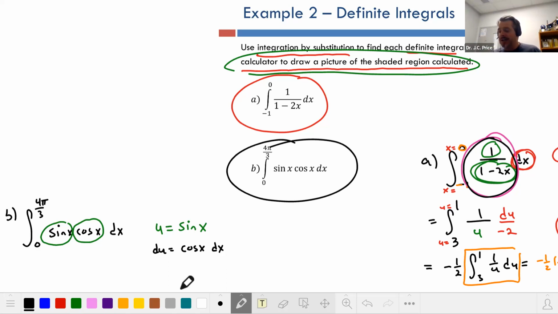And so what I usually tell you guys is if you see a function and its derivative inside the integral, then that's a key that tells you you're going to use this integration by substitution. And so then don't forget, I need to change these limits of integration. So what's u of 0? So you just plug in 0 for x right there. So that's sine of 0, which equals 0.